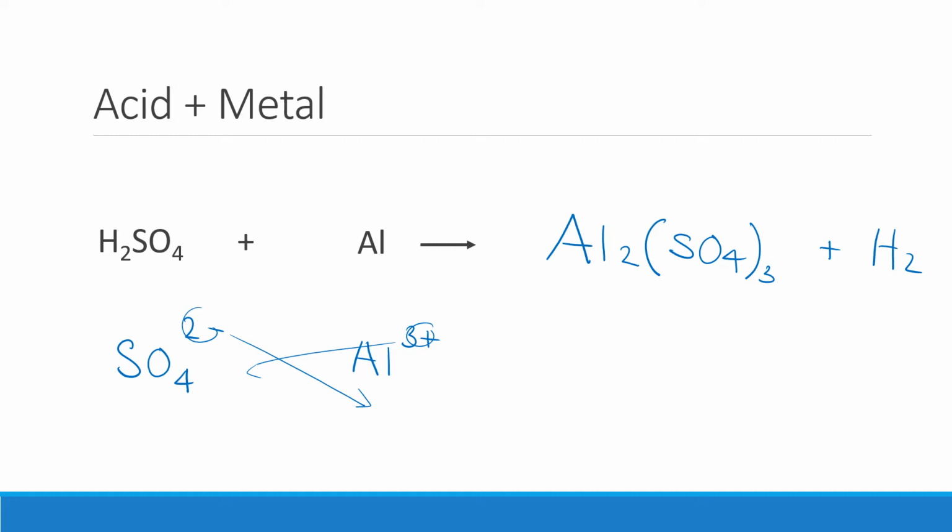Now let's balance the equation. Let's see, 2 aluminums on the right, so I will put 2 in front of aluminum on the left. I have 3 sulfates on the right, so I will put 3 in front of H2SO4, and that gives me 6 hydrogens, so I need a 3 in front of H2, and my equation is balanced. And if you're having a hard time remembering the charges of the ions, just pull out your ion sheets and you can look those up.